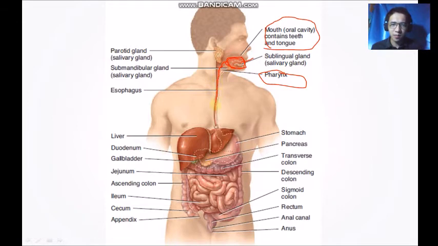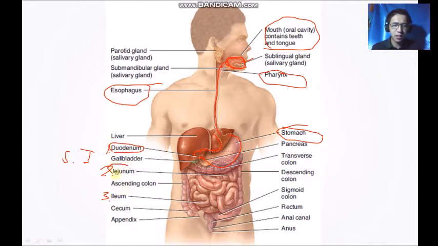From the pharynx, the food will flow towards the esophagus, and from the esophagus towards the stomach of the patient. From the stomach, the food will then travel towards the small intestine. The small intestine has three main parts. First, we have the duodenum, the second is the jejunum, and the terminal portion is the ileum. This is the most proximal part, this is the middle part, and this is the distal or terminal part of your small intestine.